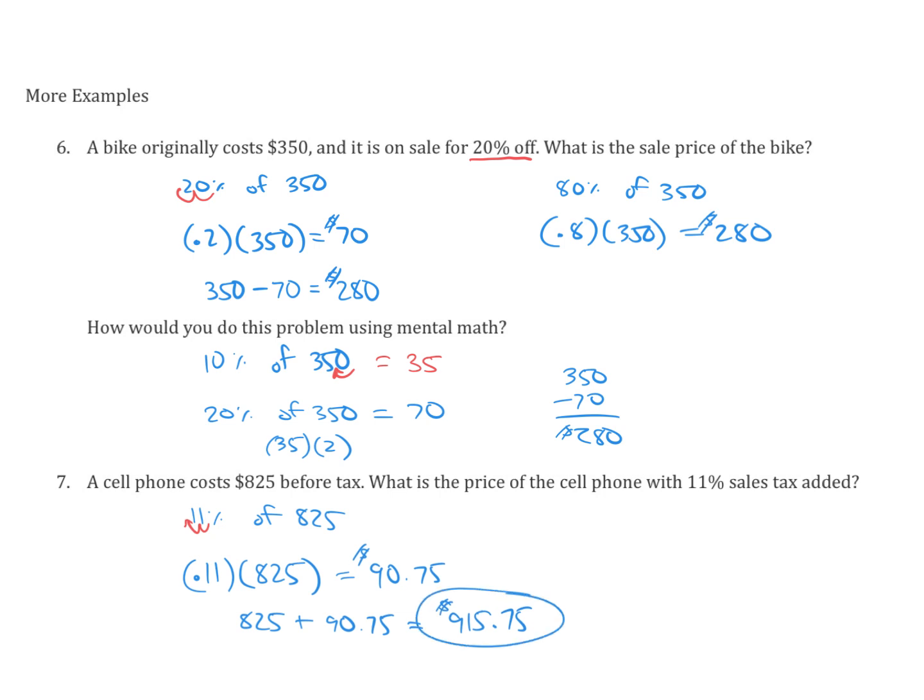Another way you could have done that, if you add 11% to 100%, you get 111%. So the final price of this cell phone is going to be 111% of the original price. So we could just find 111% of 825. Moving that decimal 2 places to the left, we get 1.11 times 825, which gets us straight to $915.75.